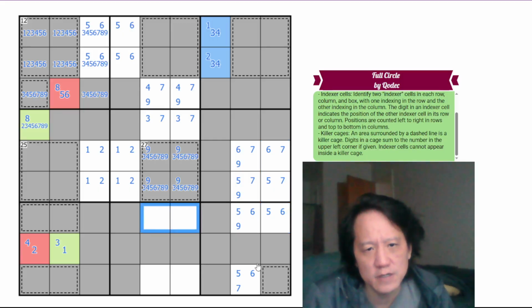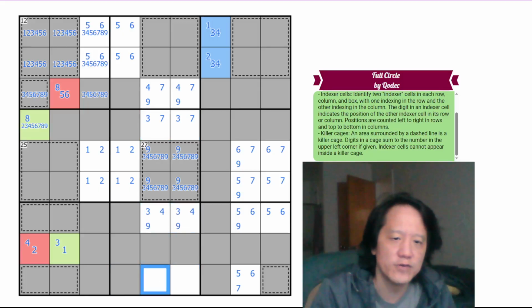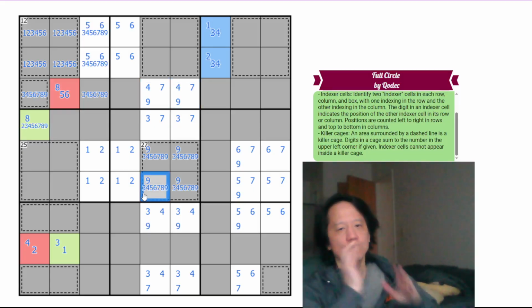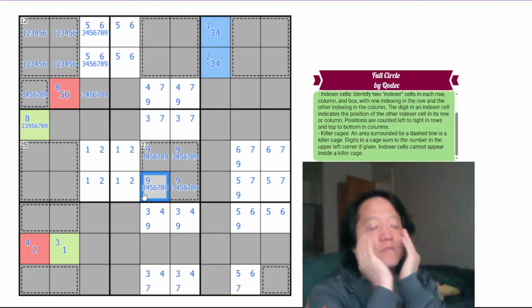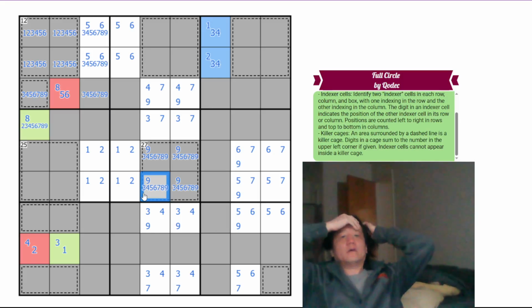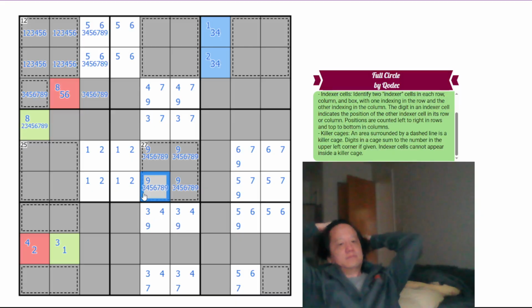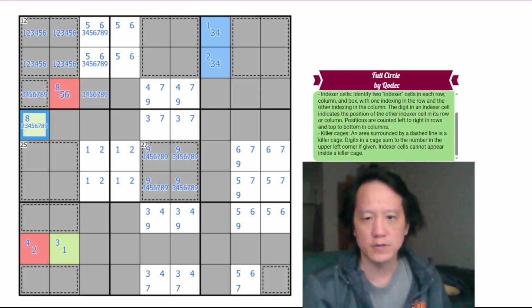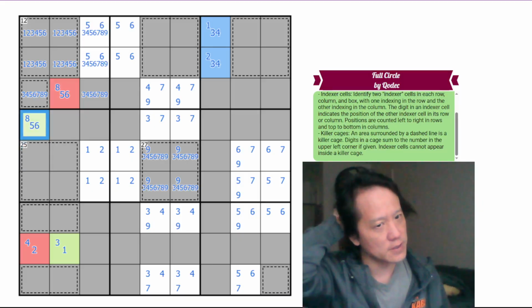If this is indexing column, you have 3, 4, and 9. So 3, 4, and 9 are available. This indexing column is 3, 4, 7. Okay. How does this interact? Okay, so if this is indexing row, it's 5 or 6 specifically. So this is 5 or 6 if that's the case.